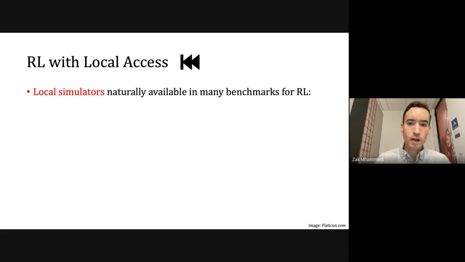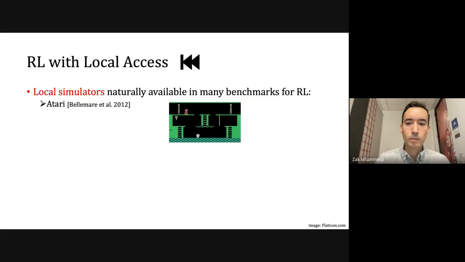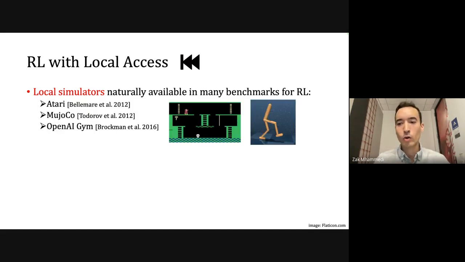Local access to MDPs is naturally available in many RL settings. For example, in many RL benchmarks like Atari and MuJoCo, local access is possible because the algorithm can simply save the state of the game and then reset it to that state at any point in the future. Local access is also available beyond these benchmarks, for example in LLM applications, since you can reprocess any sequence of tokens that represent the states in this case, and then generate new tokens from there.